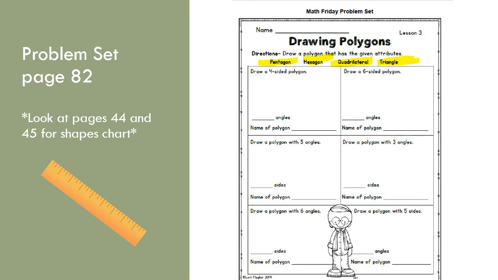Follow the directions on the next ones. You'll do a 6-sided polygon, a polygon with 5 angles, polygon with 3 angles, polygon with 6 angles, and then a polygon with 5 sides.